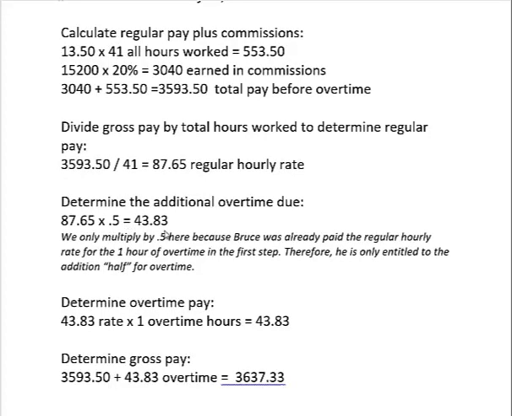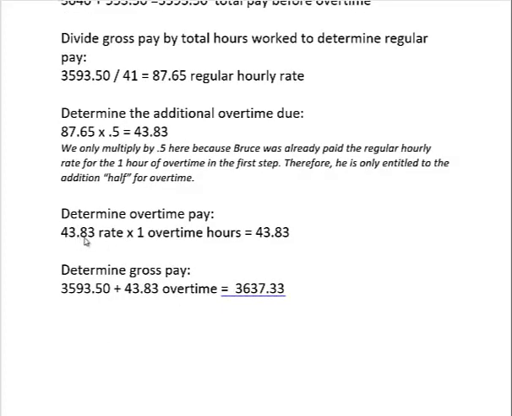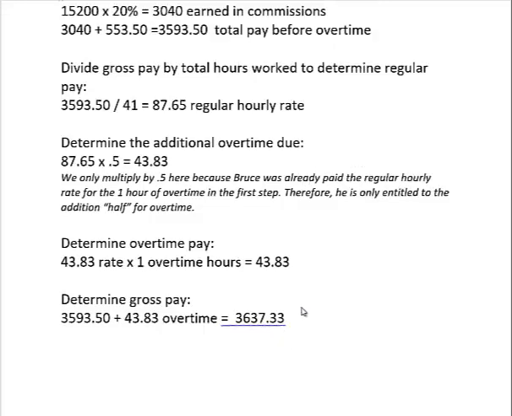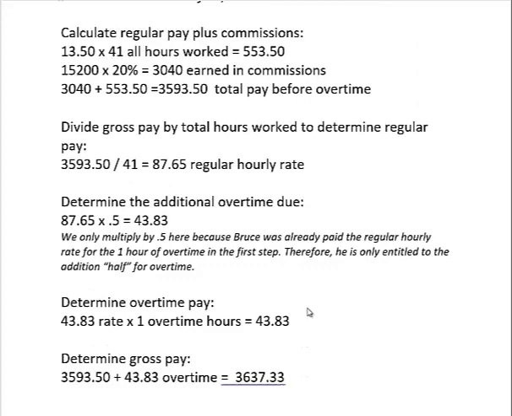So we've got to add an additional $43.83 per hour to his pay. So $43.83 times 1 hour overtime is $43.83. We're going to add that back to the total pay we've already calculated for regular time, and his total pay for this week will be $3,637.33.